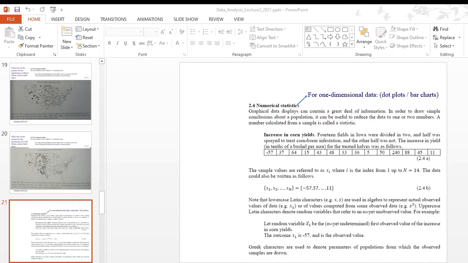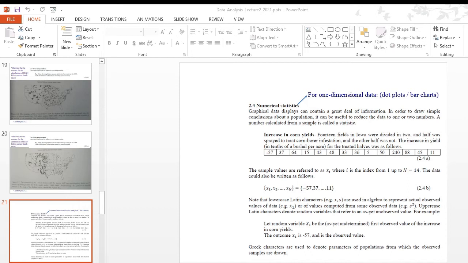Well, you might get the sample values given to you as an algebraic term, small x, subscript i, where i is the index of the measurement from 1 up to capital N, or 14, the last measurement. You might see it written as equation 2.4b. You might have small x1, small x2, up to small xn, written as the set of numbers minus 57, the first one is a decrease, and the second one is 37, and all the others are positive numbers.